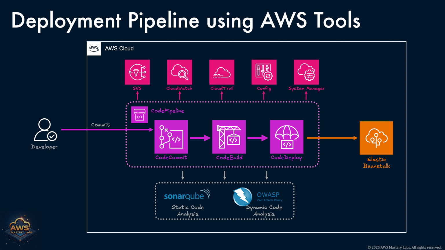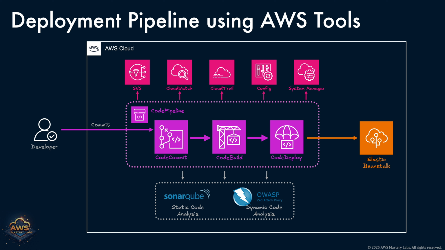Throughout this workflow, AWS services work together to provide full lifecycle support. Amazon SNS sends real-time notifications. Amazon CloudWatch monitors logs and performance metrics. AWS CloudTrail records API activity for security auditing. AWS Config ensures all deployed resources remain compliant with company policies, and AWS Systems Manager helps manage configurations and operational tasks across environments. Together, this integrated tool chain ensures that every code change is automatically tested for quality, validated for security, and deployed reliably, all while maintaining compliance, observability, and operational control.